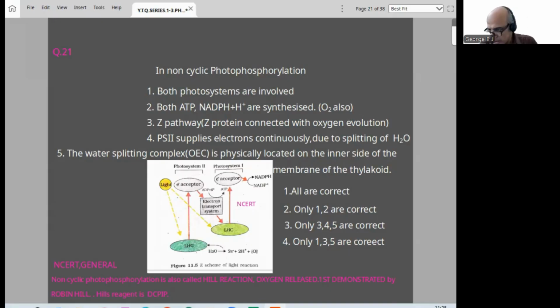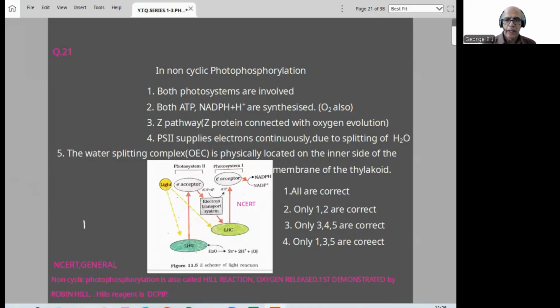In this pathway, maximum points are included, and the protein connected with oxygen evolution. PS2 supplies electrons continuously due to the splitting of water. The water splitting complex, the OEC, oxygen evolving complex, is physically located on the inner side of the thylakoid membrane. So all are correct. Option-wise it is 1.